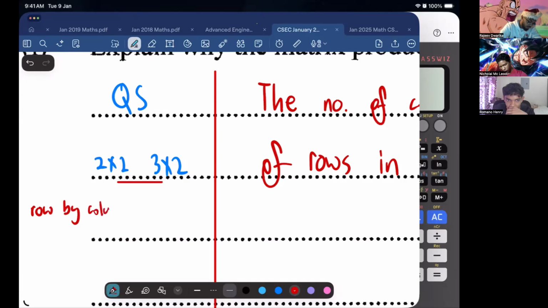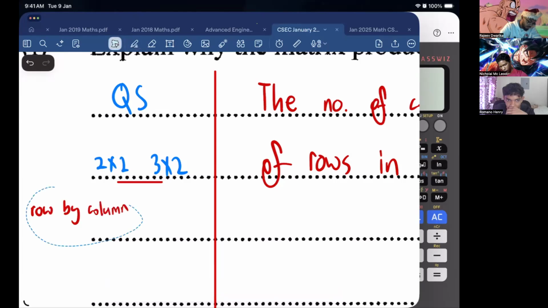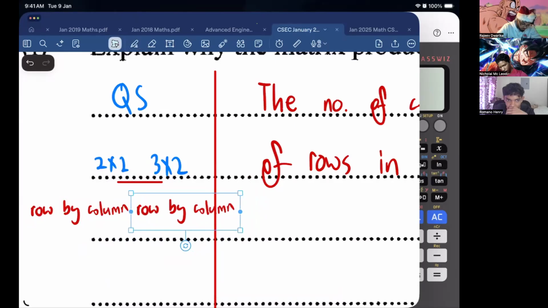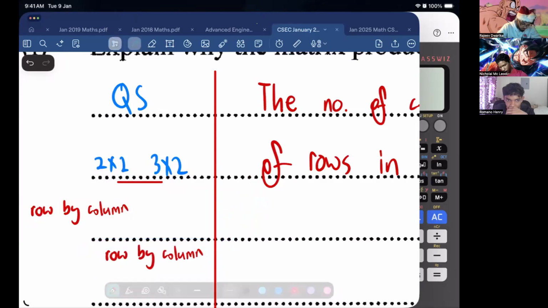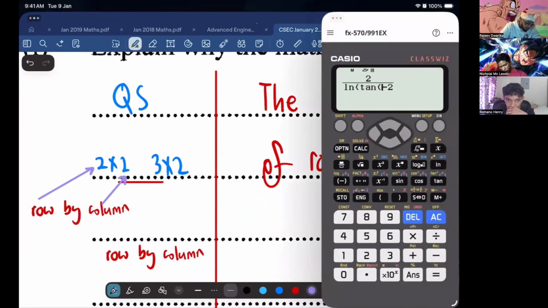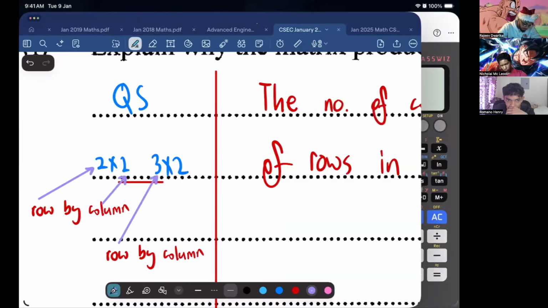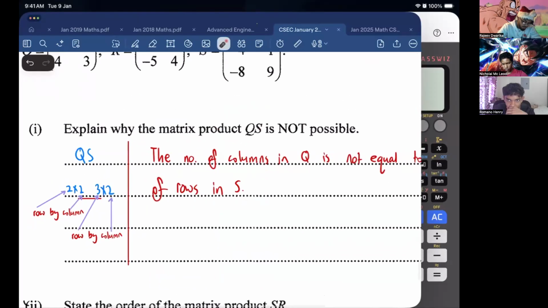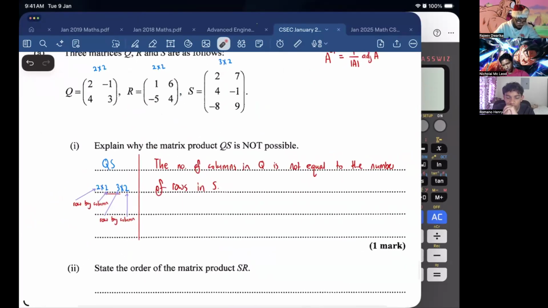And again, guys, if you are confused, remember when you're writing the order, it's row first, then column. This 2 over here represents a row. This 2 over here represents a column. This 3 over here represents a row, and this 2 over here represents a column. So that's why we are saying that the number of columns in Q is not equal to the number of rows in S. And so, Nicholas, are we 100% okay with that?